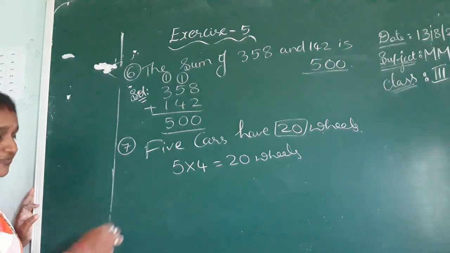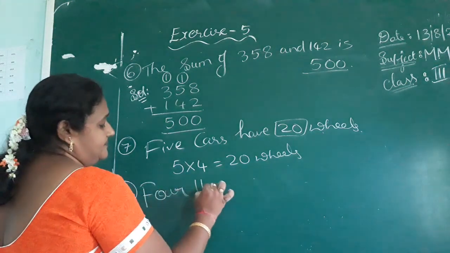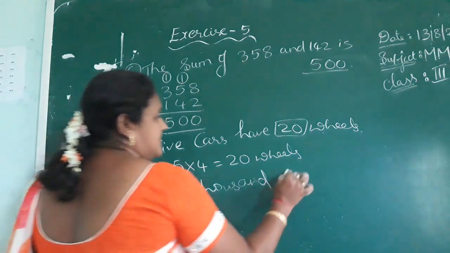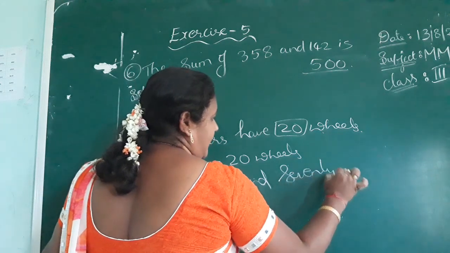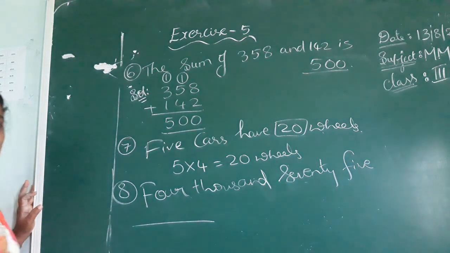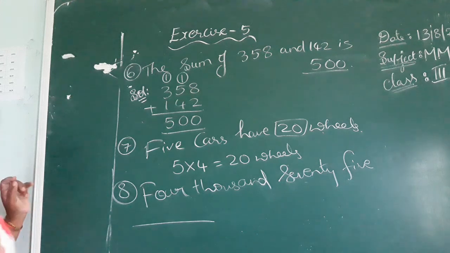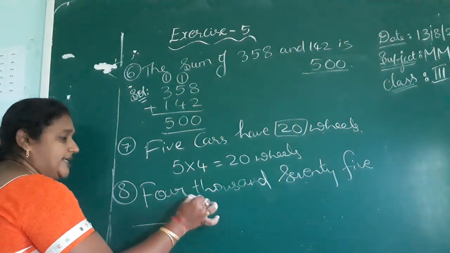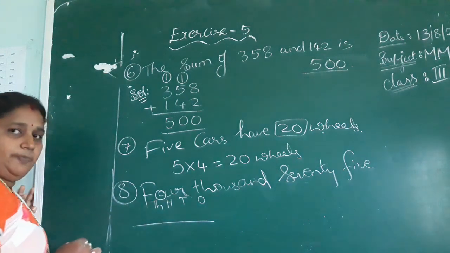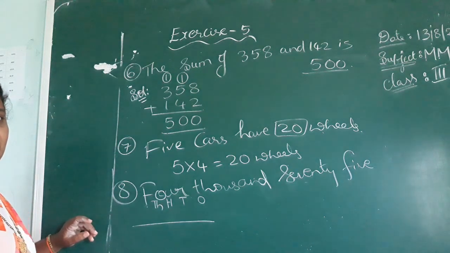Next one. 4075. Write the numeral for 4075. They are asking us to write the numeral. The numeral means number. How will we write the number? First write the place values: ones, tens, hundreds, thousands. So 4 places should be there. So how will you write the number 4075?